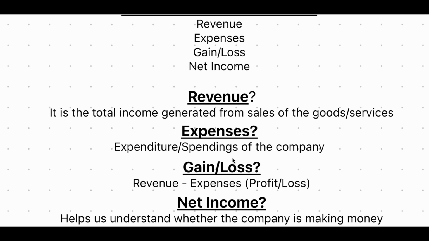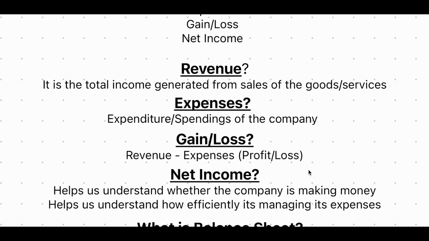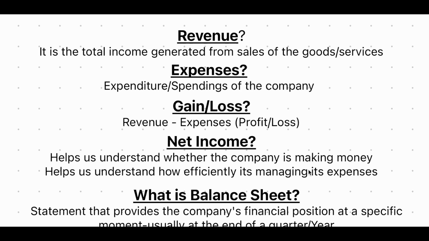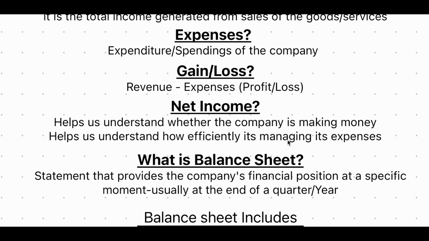Coming to gain or loss. So, gain or loss is nothing but the revenue minus the expenses, which is where if the revenue is more than the expenses, then it is a profit. If the expenses is more than the revenue, then it is a loss. Net income. So net income helps us understand whether the company is making money, and it helps us understand how efficiently the company is managing its expenses.